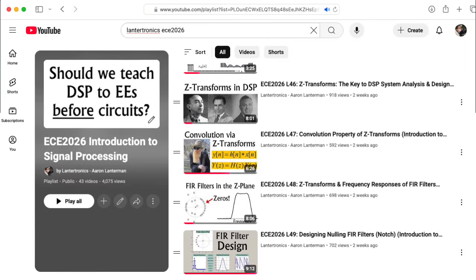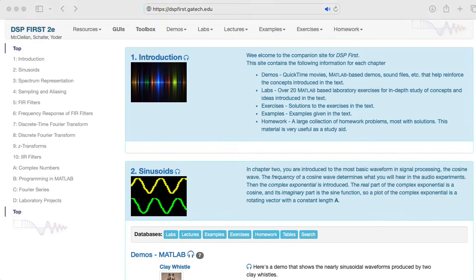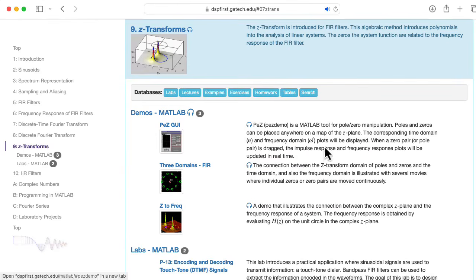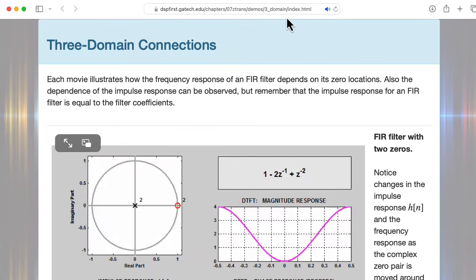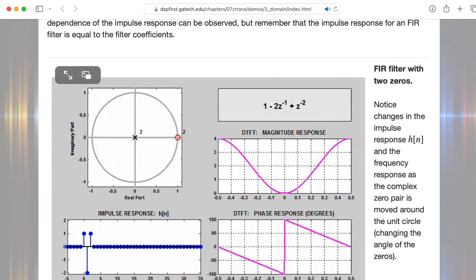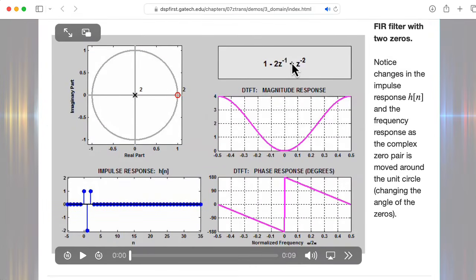I would like to close out this section of ECE2026 Introduction to Signal Processing on Z-transforms and FIR filters by taking a look at some example movies on the DSP First website. In all of these demo movies, the system function is shown in the upper right-hand corner. Since these are FIR filters, you can just read off the filter coefficients B sub k. Here they're 1, -2, and 1. And because these are FIR filters, those filter coefficients directly correspond to the values of the impulse response.